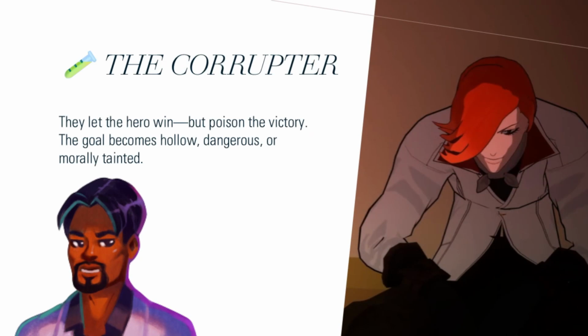Number 2. The corruptor. They let the hero get what they want, but they make it poisonous. The goal becomes dangerous, hollow, or morally compromised by the time it's within reach. They win by making the ending not worth it.